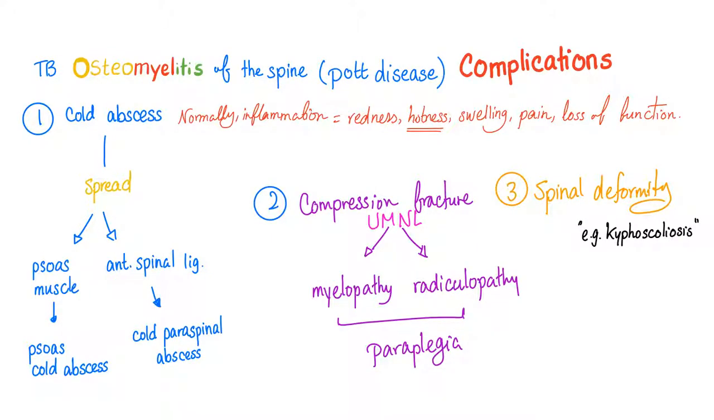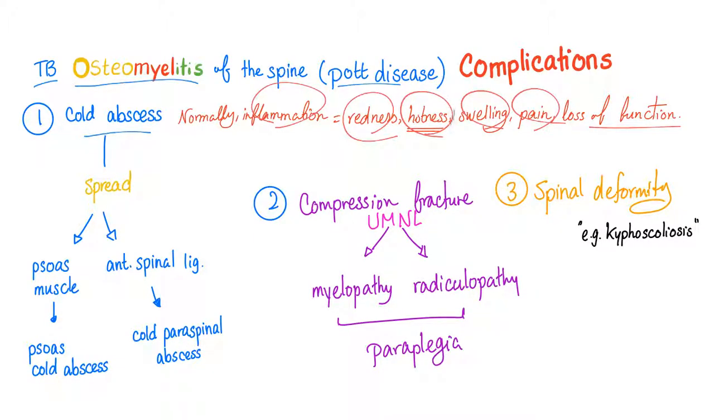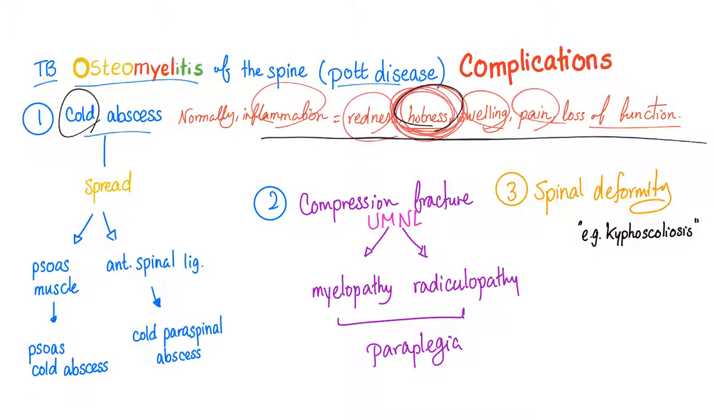What are the complications of TB osteomyelitis of the spine, also known as Pott's disease? Complications include cold abscess. What do you mean? Normally, when you have an inflammation and you're healthy, you'll have redness, hotness, swelling, pain, loss of function. Look at this, hotness. But when you have a very weak immunity, you cannot produce all of this. You cannot produce hotness. You end up with a cold abscess.